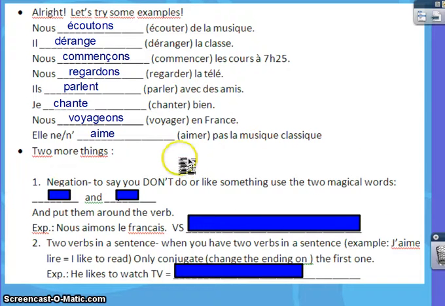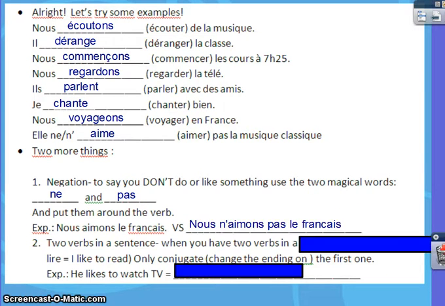I believe we've talked about these before, but just a quick little reminder about negation. In order to say that you don't do or like something, you have to add in those words ne and pas, and you always put them around the verb. The verb is whatever the ending change occurred on. So if instead of saying nous aimons le français, we like French, you wanted to say we don't like French, it would be nous n'aimons pas le français. Notice how the E gets dropped off the ne whenever it's backed up against a vowel.